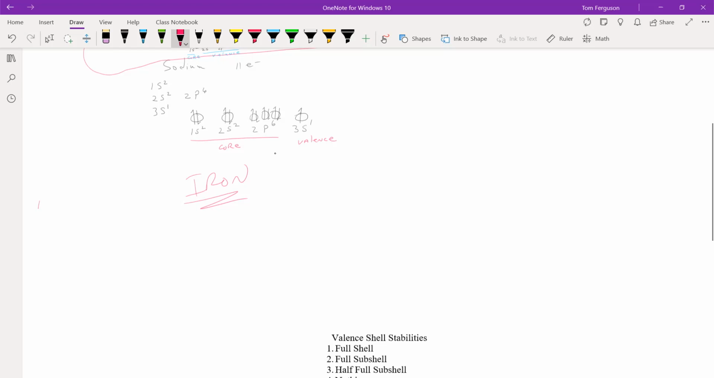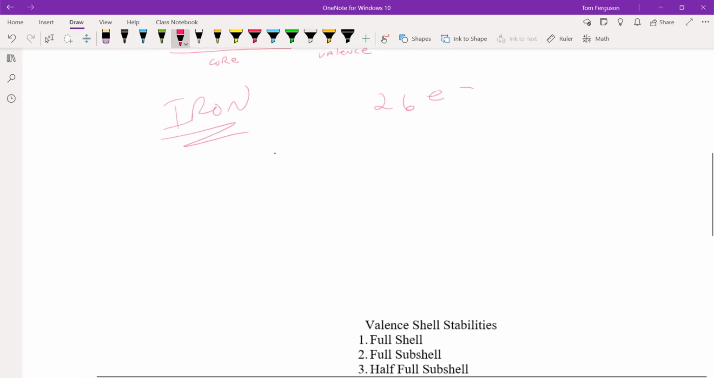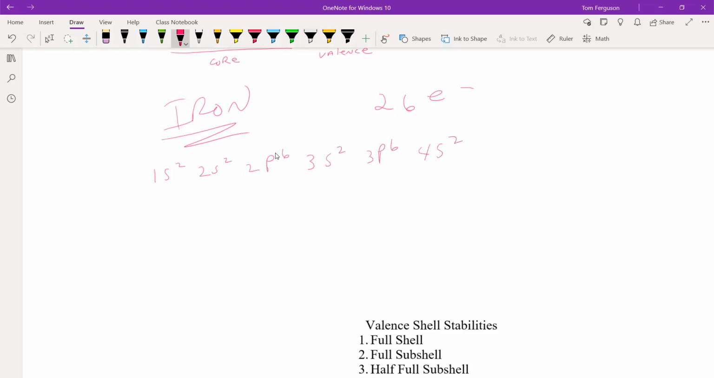Okay, see, iron has 26 electrons. So we're going to go 1s2, 2s2, 2p6, 3s2, 3p6, 4s2. And how many electrons do we have here? So we have 10, 20. So we have 6 more electrons to deal with.